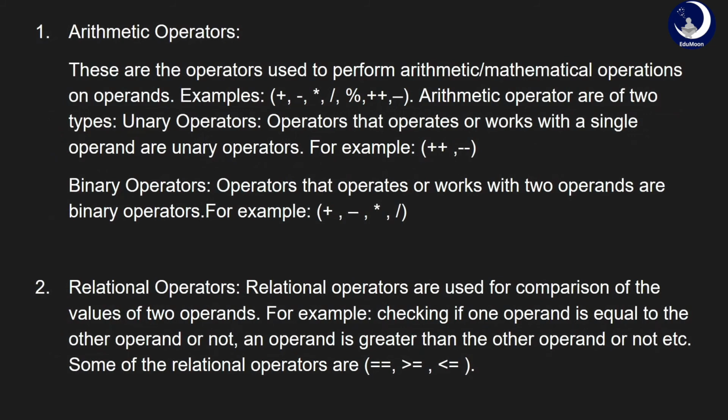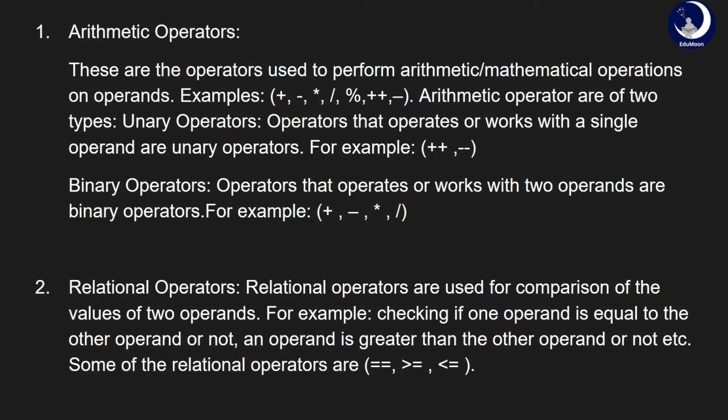Now there are different types of operators in C++. Let's look at them one by one. Arithmetic operators. These are the operators used to perform arithmetic or mathematical operations on the operands. These include addition, subtraction, multiplication, division, modular division, unary increment or unary decrement.